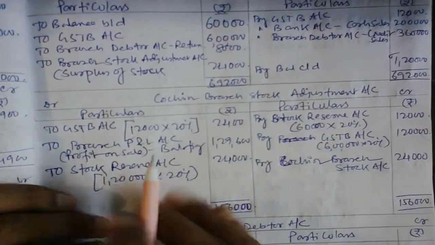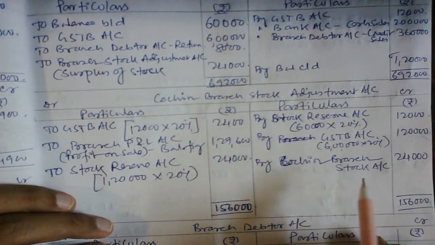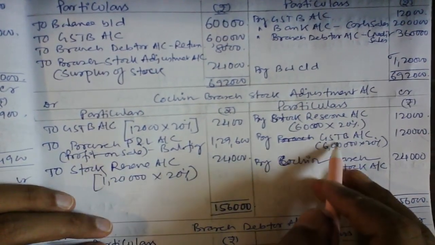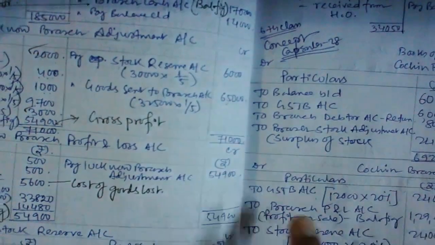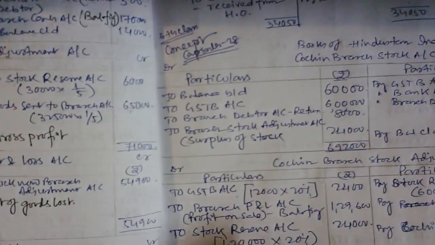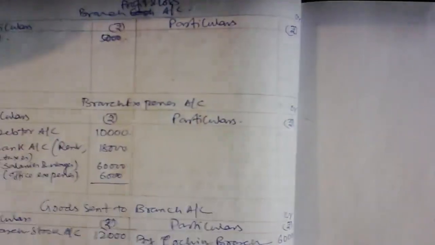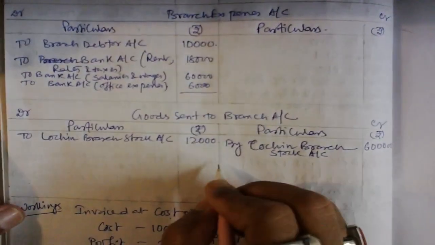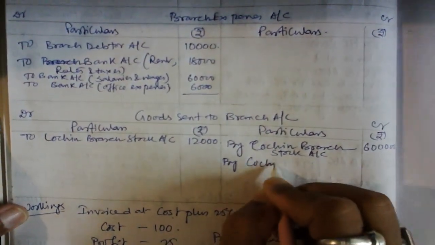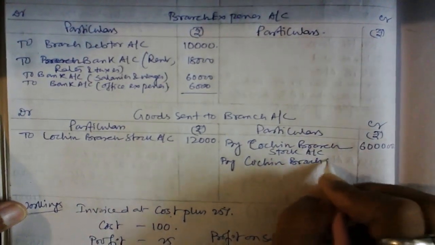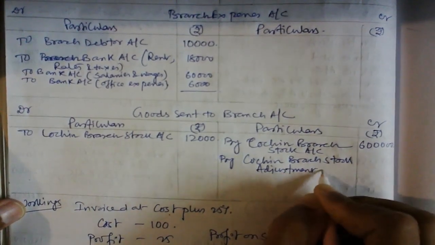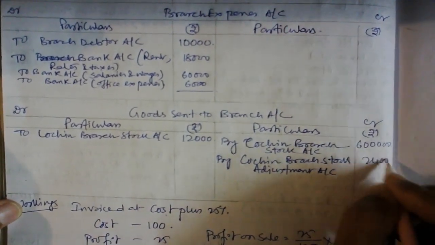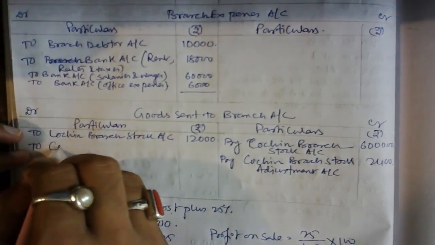Here, stock reserve, no entry required. GSTB stock already done. This one needs to be recorded, GSTB, and also GSTB and branch P&L. So what we are going to do, just see, to GSTB 2,400, perfect, to GSTB 2,400. So this one goes to the buy here. Okay, buy Cochin, $2,400 to Cochin.